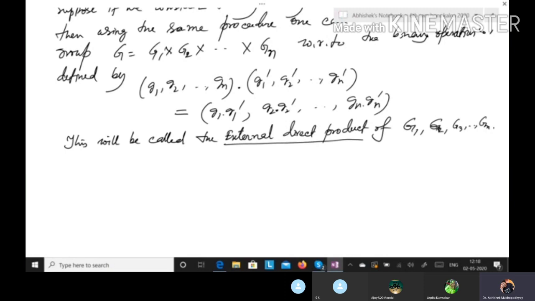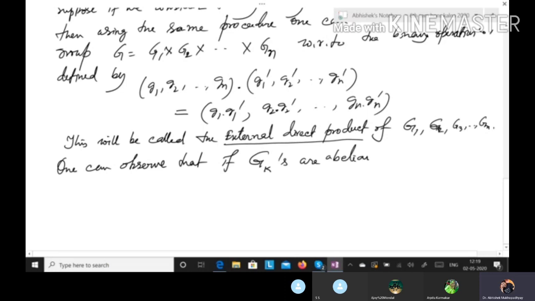Now, one thing you can observe is that if G1, G2, ..., Gn, each of these groups are abelian, then so is their direct product. So one can observe that if the Gk's are abelian, then so is their external direct product.